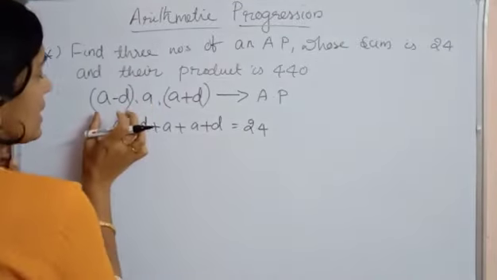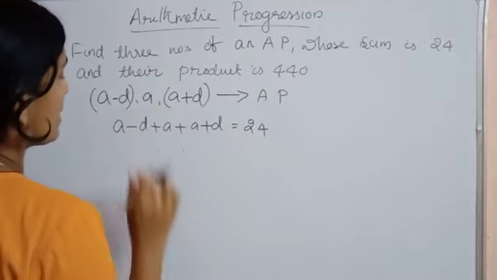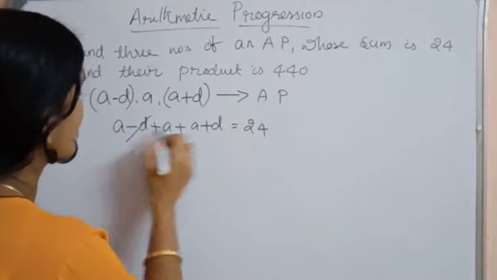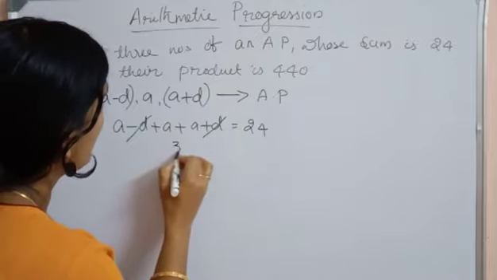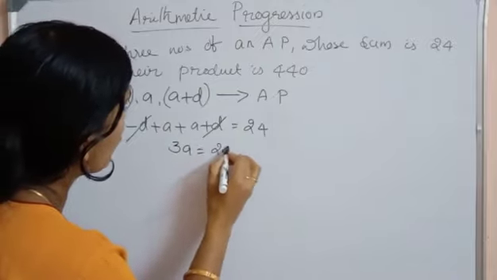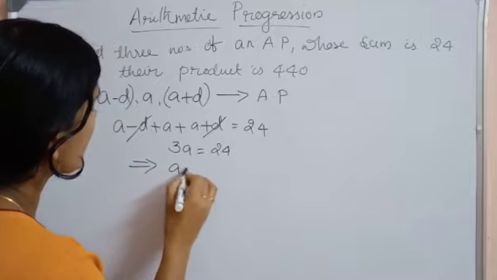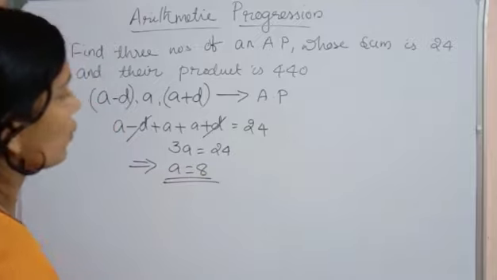So we are considering it as A minus D, A and A plus D. When you are adding, plus D as well as minus D get cancelled, you will get 3A. 3A is equal to 24. This implies A is equal to 8. So we got the value of A.